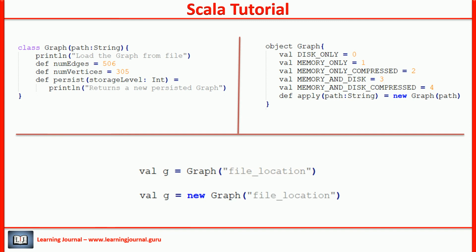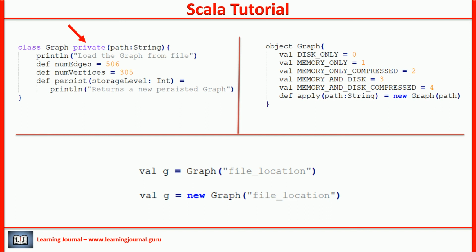However, we are still able to instantiate the graph using the new keyword. For my example, there is no harm in allowing both methods to instantiate the graph. But if you want, you can disallow the new keyword. There are multiple ways to do that, but one simple method is to make a small change in the class definition. Make the constructor private. That's it.